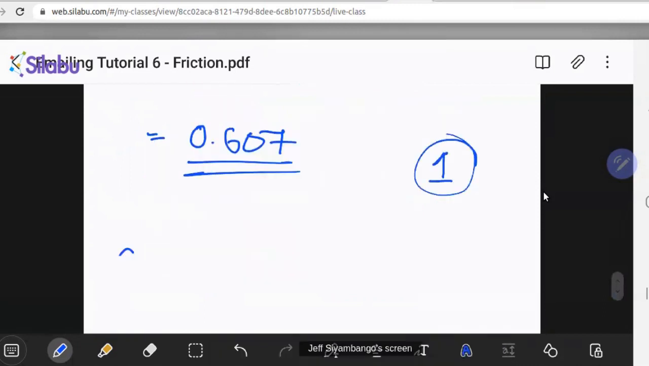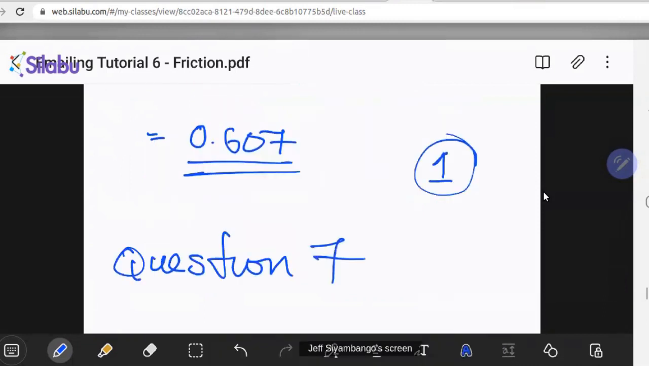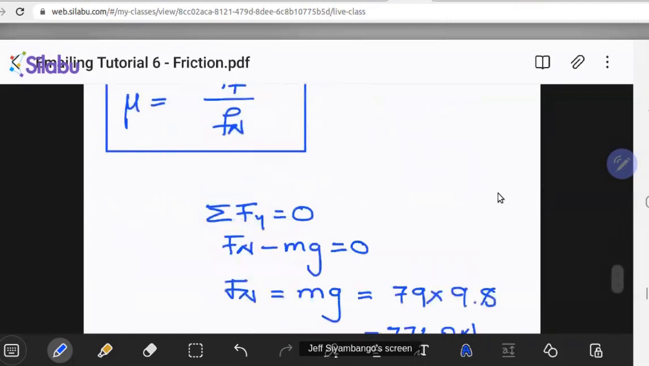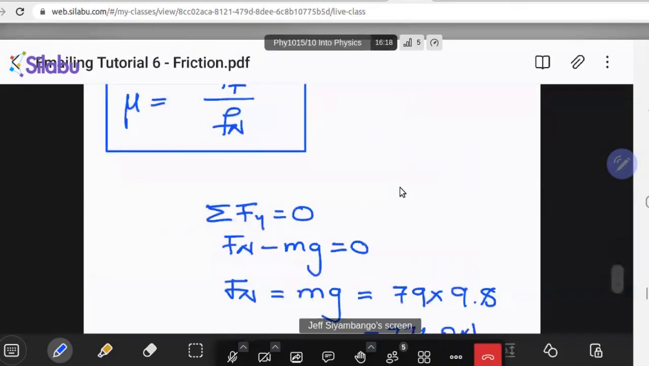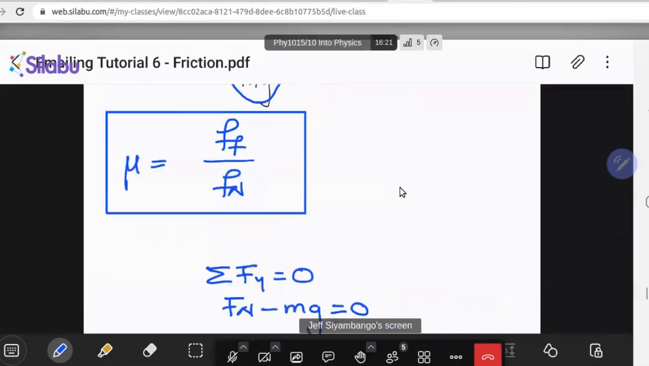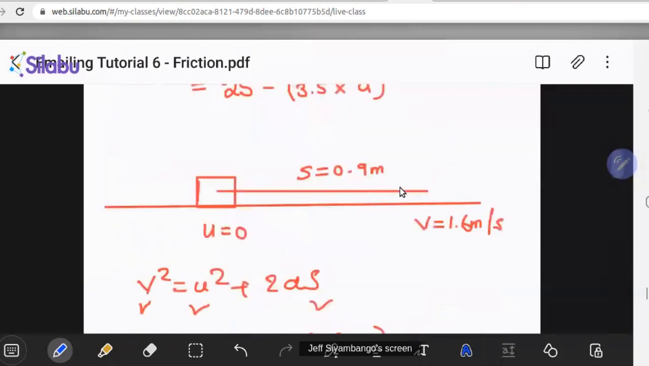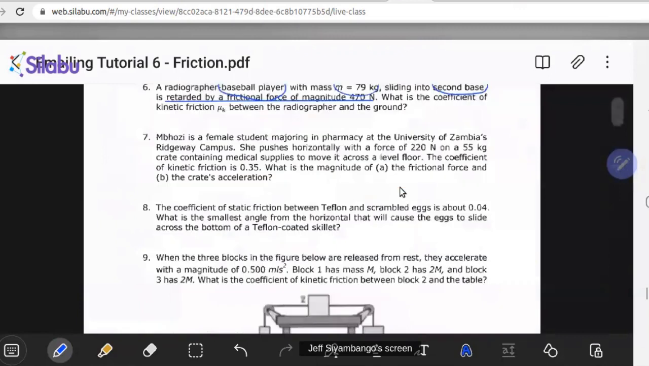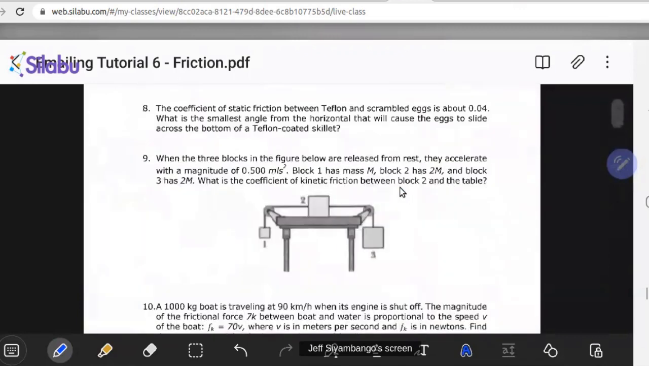So do we have any questions before we go to question 7? Any questions here before we move on to question 7? Okay, so let's go to question 7.